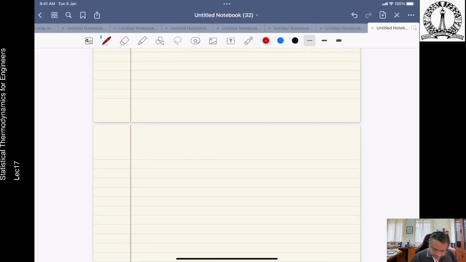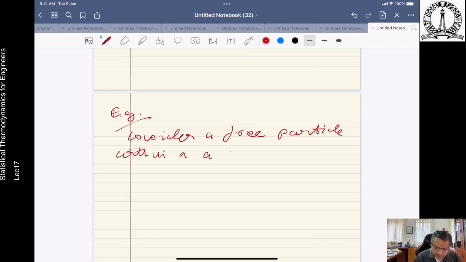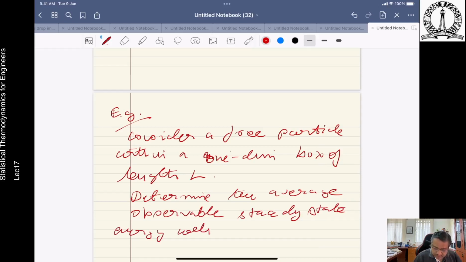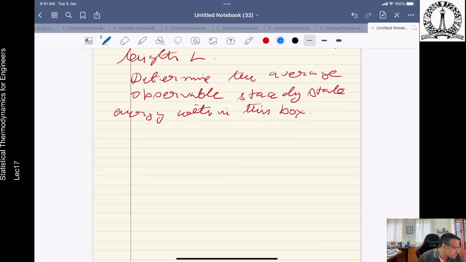Now let's do an example. Consider a free particle within a one-dimensional box of length L. So we have to determine the average observable, the steady state energy within this box.